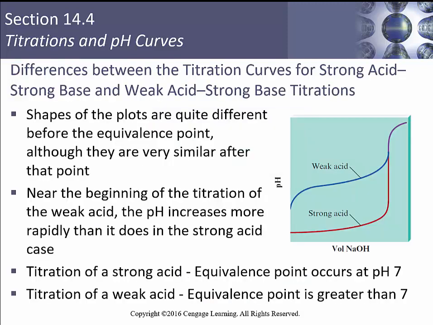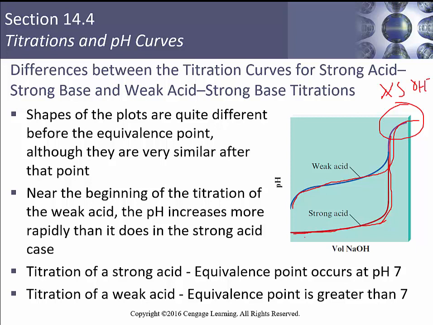The shapes of the plots between a strong acid, strong base titration, and a weak acid, weak base titration are going to be pretty stark. Right? Our strong acid is going to lay low and stay low and then really sharply increase, whereas our weak acid is going to go up a little bit and then flatten out and then gently curve and then sharp curve. Right? They're very similar after because it's really just excess hydroxide that's controlling the pH.